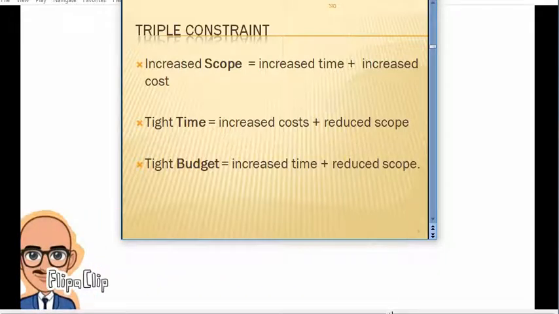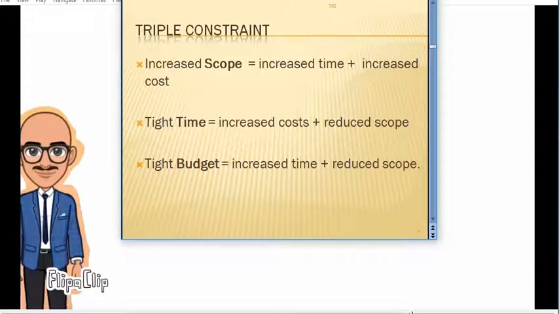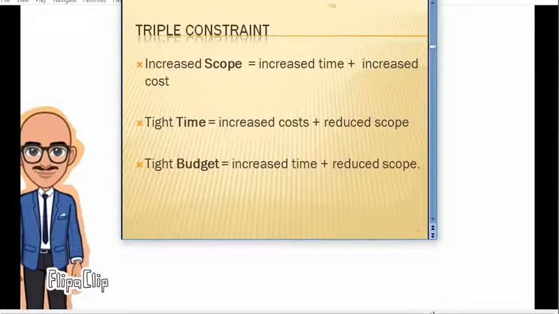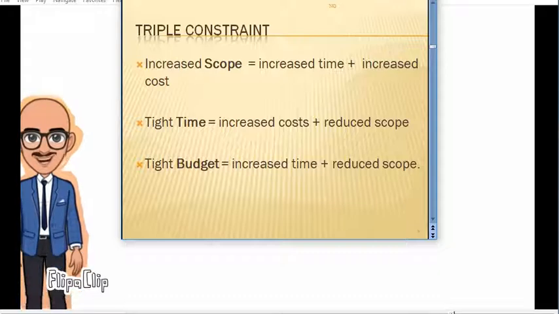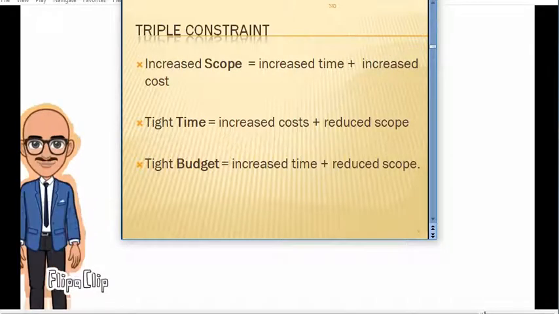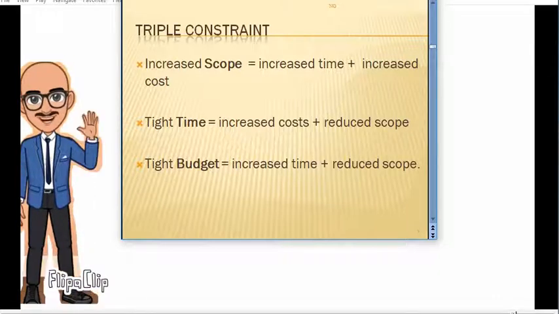Also, in that case you cannot do the things elaborately, so the scope will be reduced. Now next, if you are trying to implement a tight budget, then the time is increased but the scope is reduced. Tight budget means you are trying to implement within the restriction of the budget. So time has to be increased and scope has to be reduced.